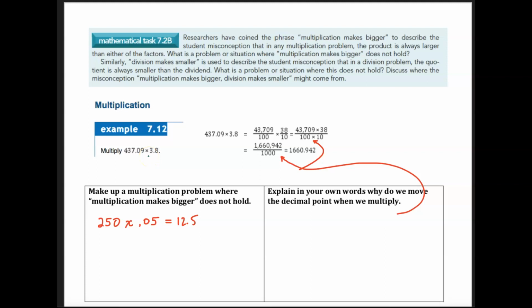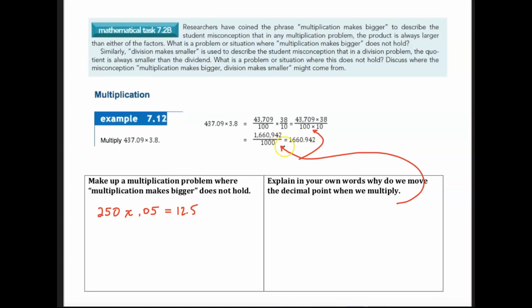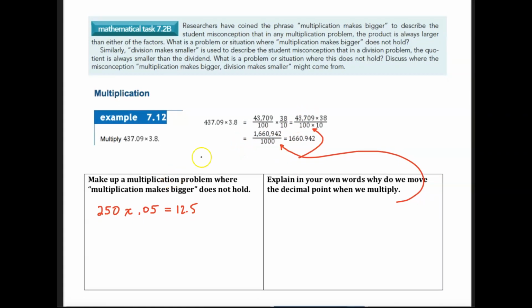437.09 times 3.8. Well, again, knowing that these are fractions, what you do is you turn these into fractions, and then you just multiply, right? Top times top, bottom times bottom. And then notice here, your denominator is a power of 10, and then you can move them back. So you can see that once we do that, it's the same as multiplying these without a decimal, and then you count how many, and then you move the decimal point back.